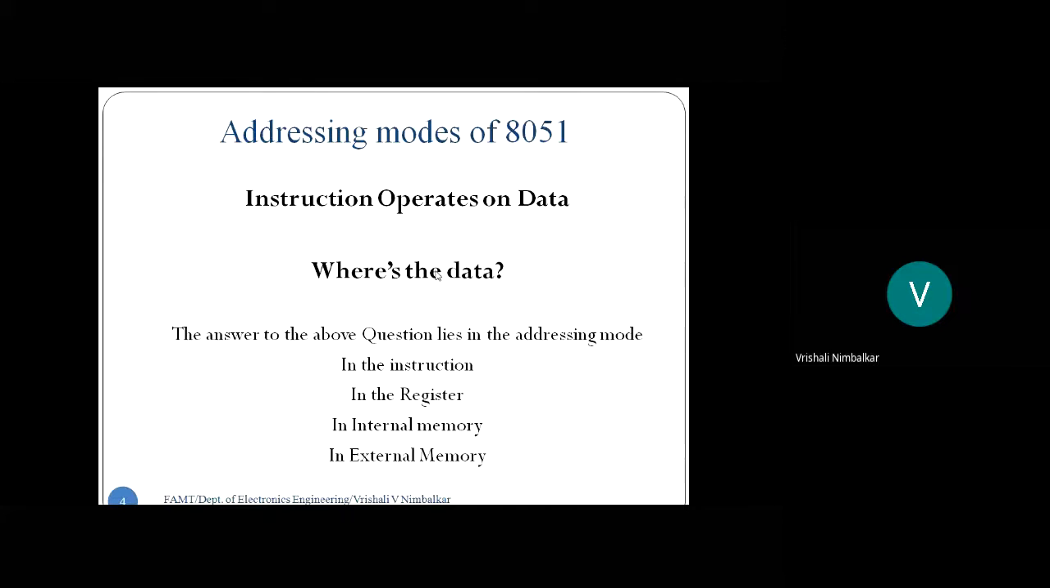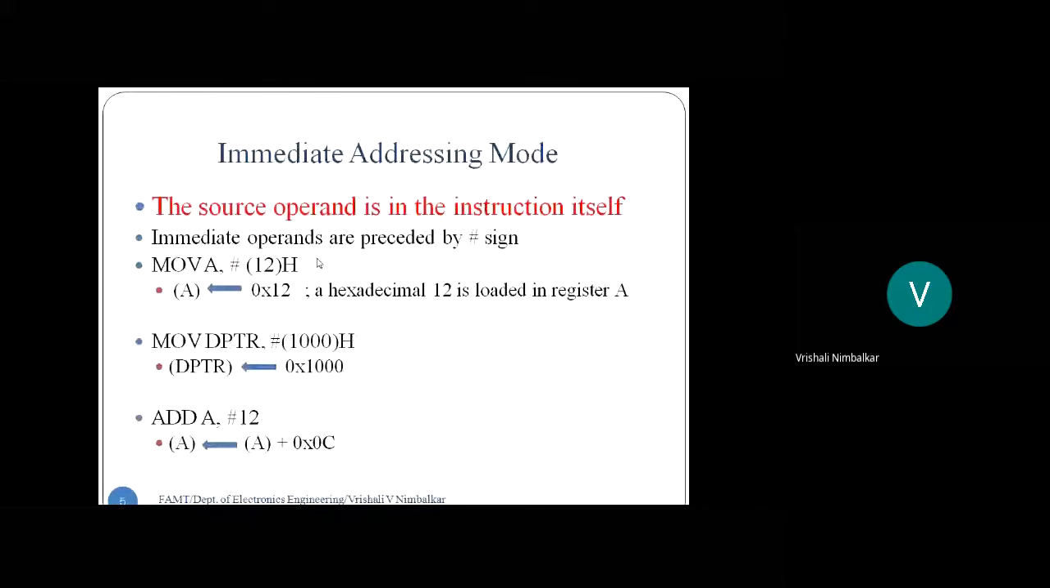Correct? Immediate addressing. The data can be in a register, and the register is mentioned in the instruction. Register addressing mode. Or the data can be in memory, either internal memory RAM-ROM or external memory RAM-ROM. So where the data is and how it is mentioned in the instruction gives you the addressing modes. Hope you are getting me, students. So let us see the addressing modes one by one.